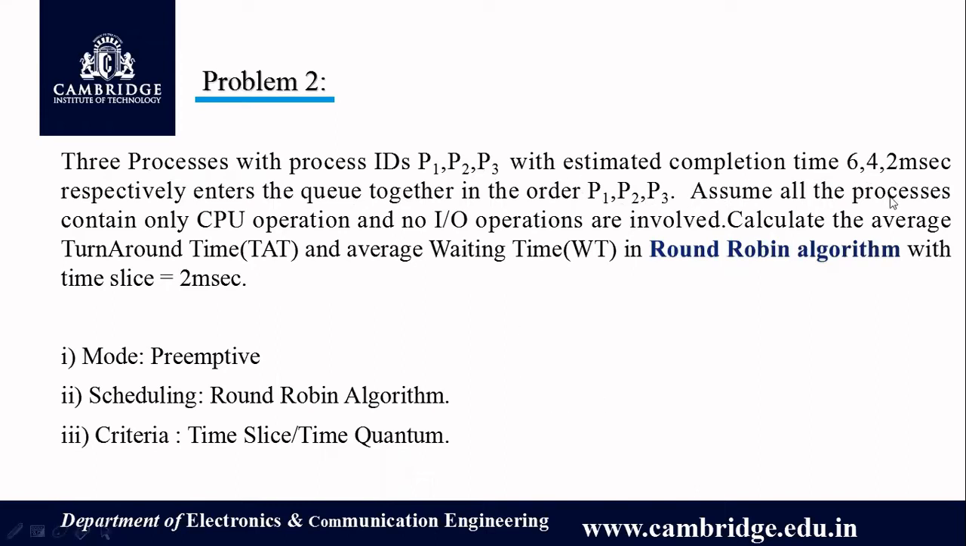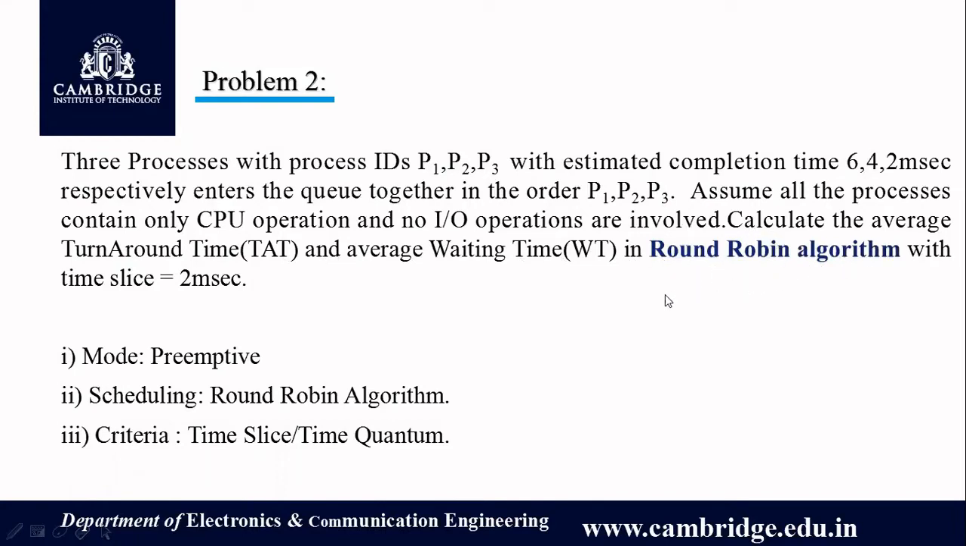We assume that all processes have only CPU operation and there is no IO operation involved, and the system is a uniprocessor system. Calculate the average turnaround time and the average waiting time using the round robin algorithm. So we'll be using the round robin algorithm.